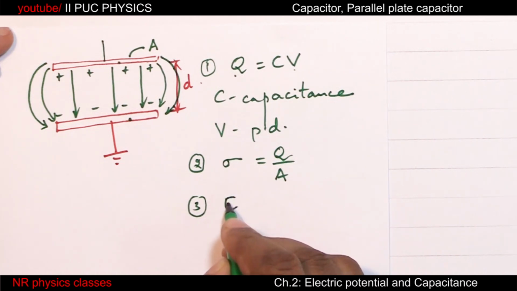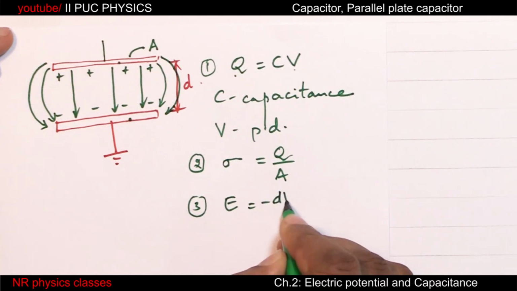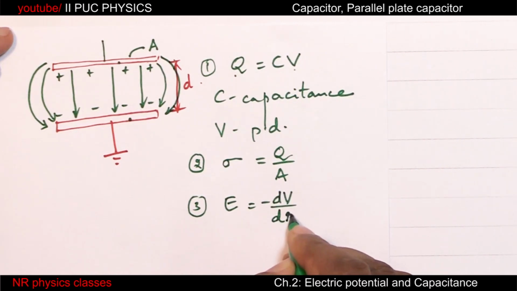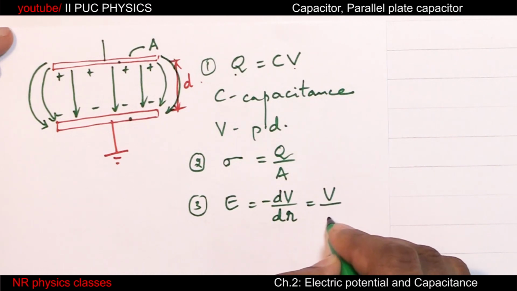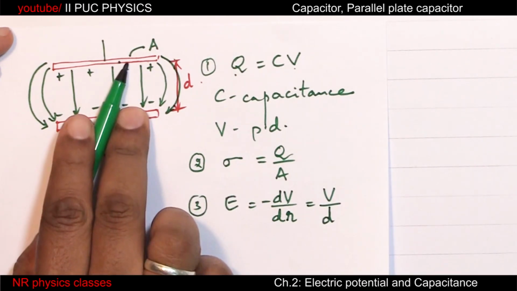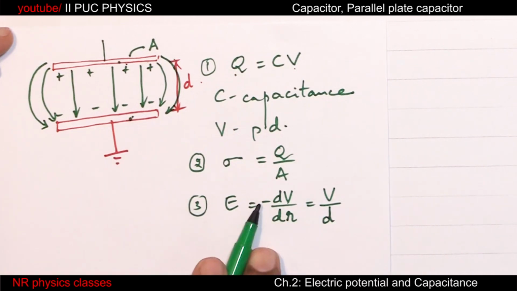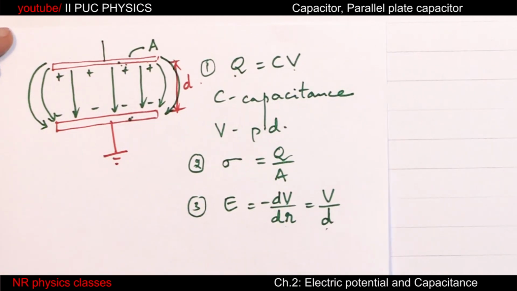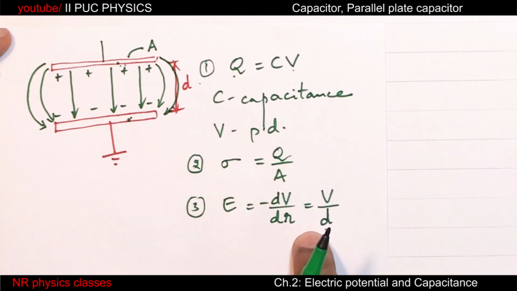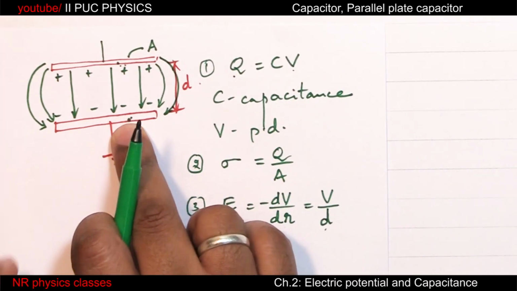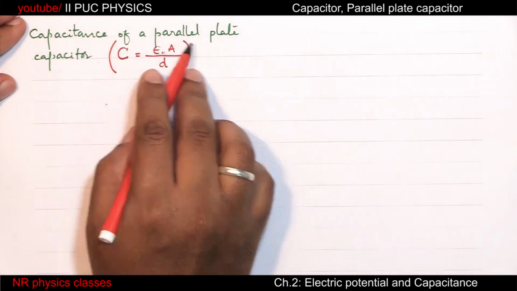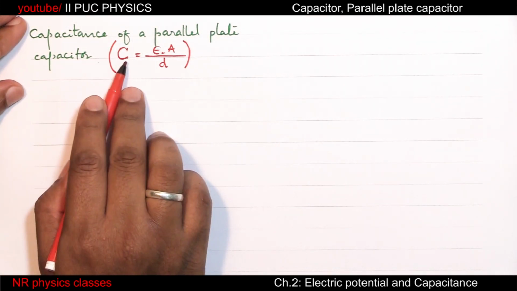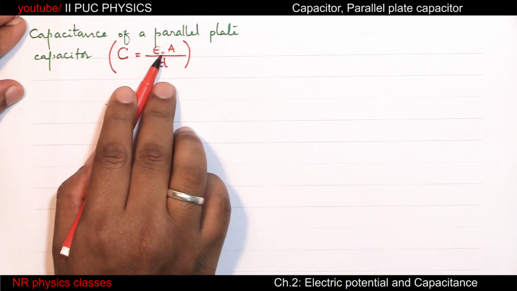Relation between electric field and potential: electric field equal to minus dV by dr, or V by the distance between the plates. The potential difference across these two plates is V, so minus dV is represented by V. dr, the distance between those two points, is represented by d. So we are using these three equations with this diagram. Now, the derivation of the capacitance of a parallel plate capacitor, C equal to epsilon naught A by d.